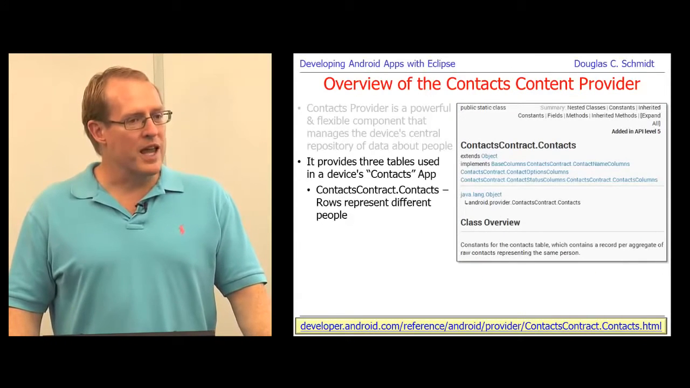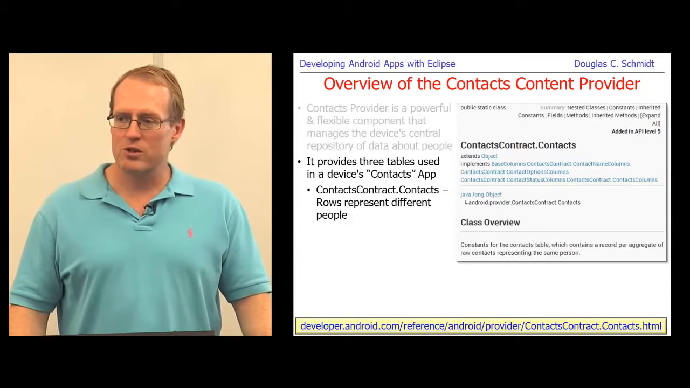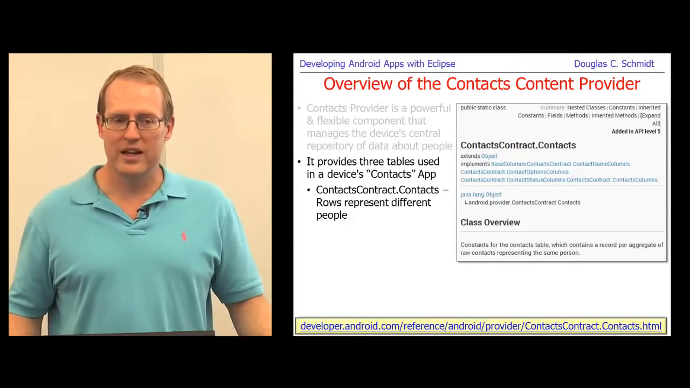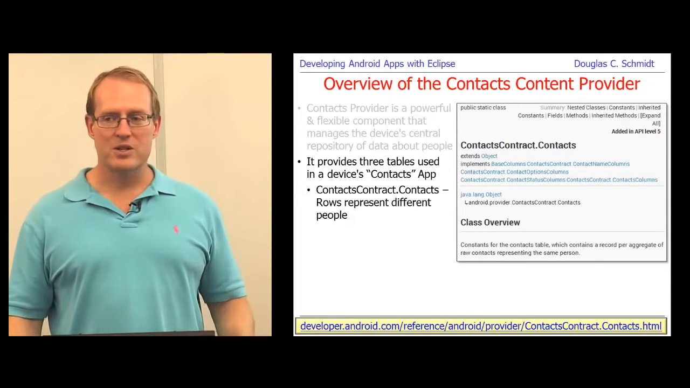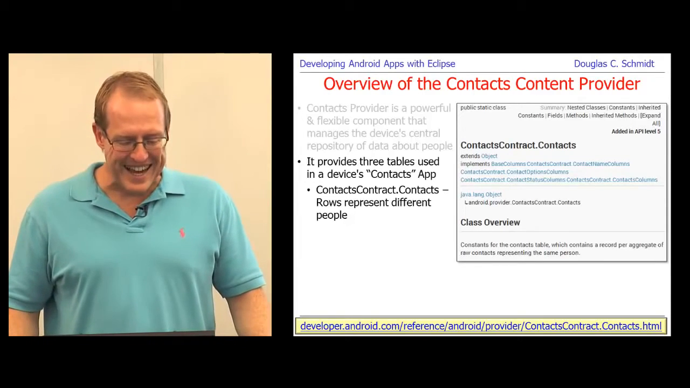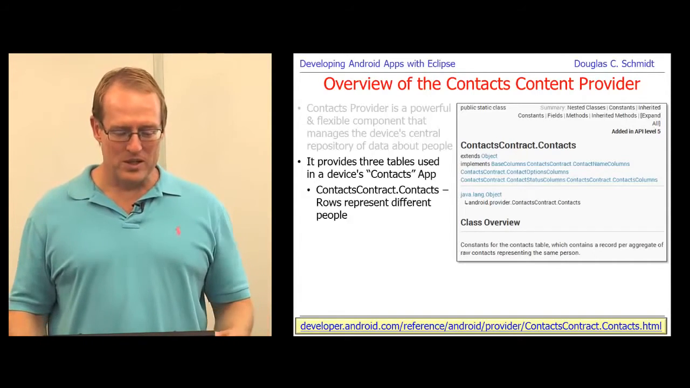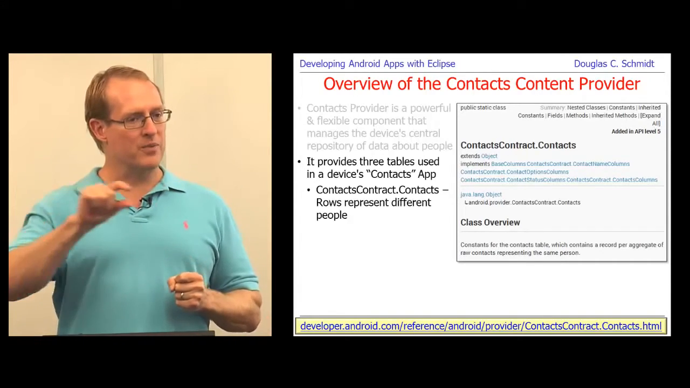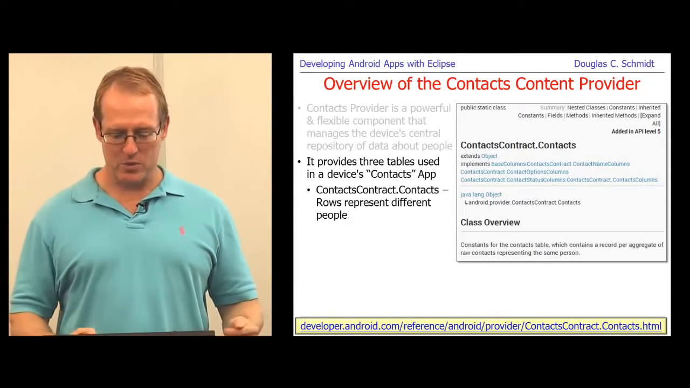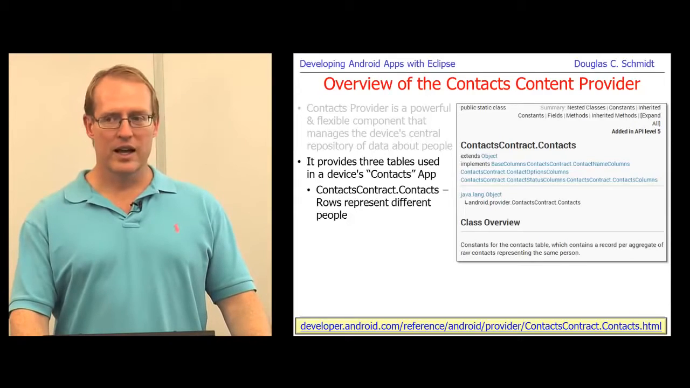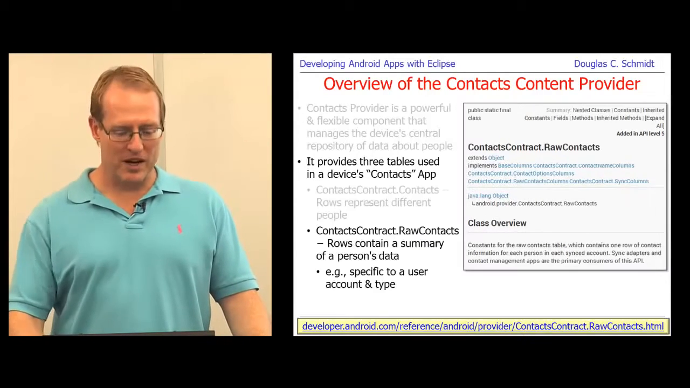There's a number of different tables that are used internally by the content provider. These, of course, are implemented with SQL and SQLite. And so here's some of them. There's this thing called ContactsContract.Contacts, which is a table where the rows represent different contacts, different people, and information about those people. You can take a look at that online. We'll talk more about contracts for content providers later.